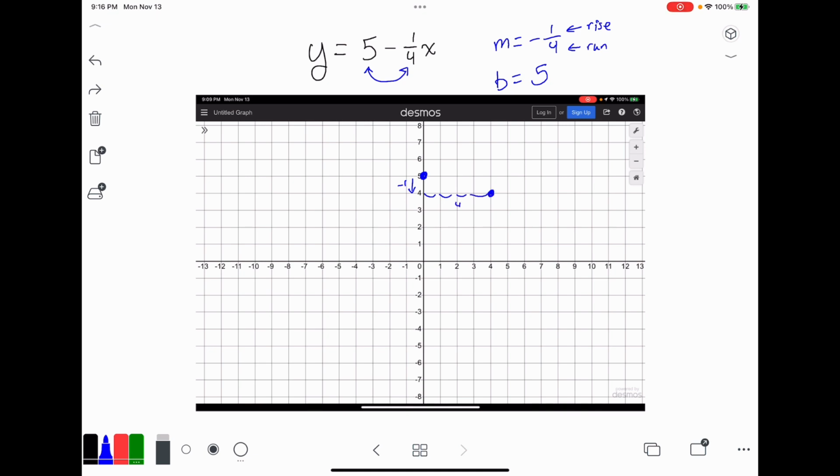So notice that slope is negative. We're going down. The line is decreasing. You could technically think of this in reverse too. You could think of it as going up 1 and to the left 4, which would put you right here. But notice if you connect all those points, it's going to get you the same exact line. So we get a line that looks like this. And there you have it. So that's why this equation in slope-intercept form is the superior equation for graphing.